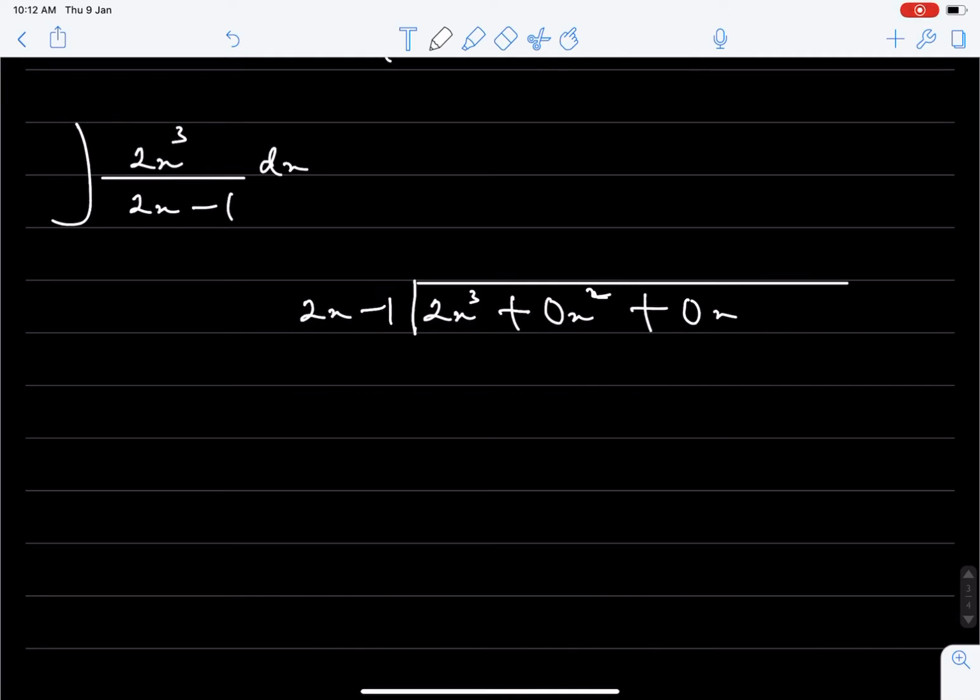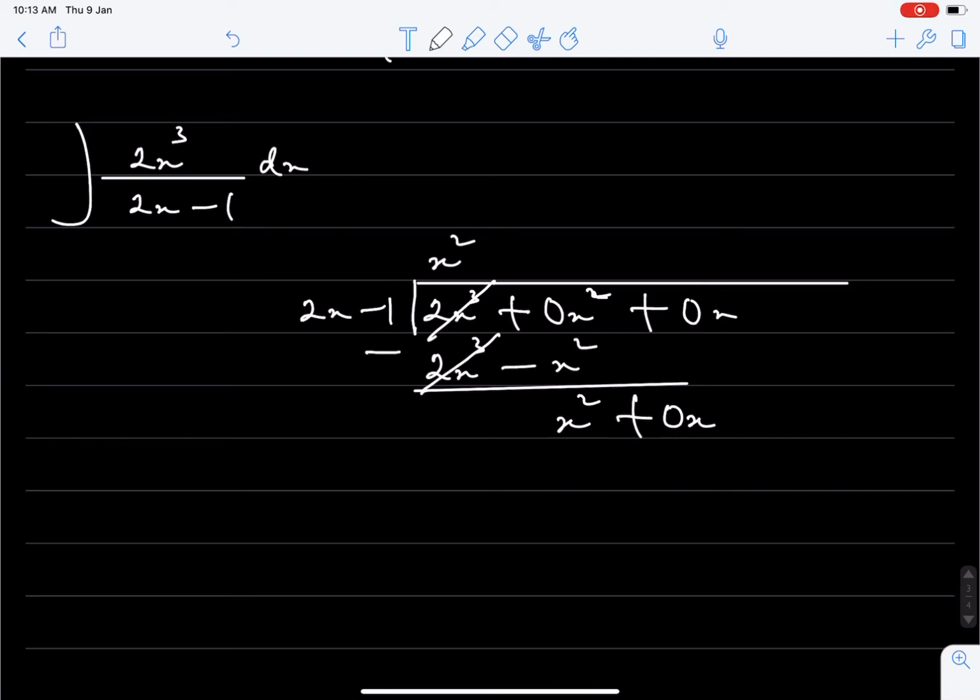Now, 2x cubed divided by 2x is x squared. When we multiply, we have 2x cubed minus x squared. Subtract now. 2x cubed minus 2x cubed is 0. 0x squared minus minus x squared is plus x squared. So, what else? We bring down 0x. This is just for easy arrangement.